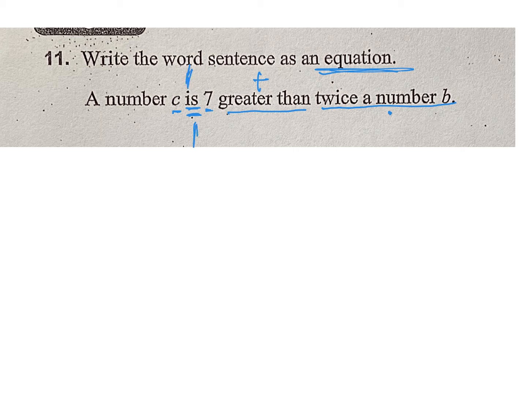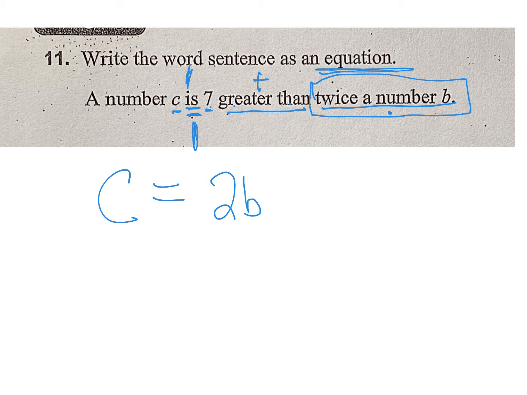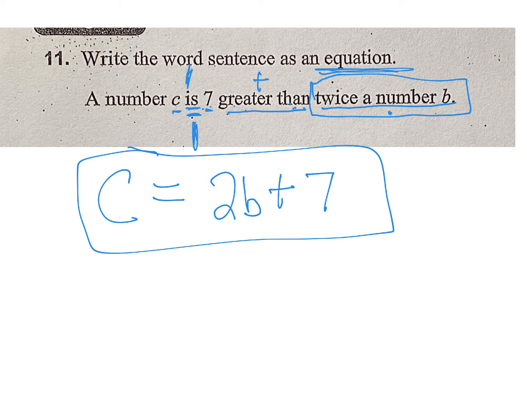So this is the equals. So I'm going to put C on one side, C equals. Now I need 7 greater than. 7 greater than what? So this one has 2 little parts in it. One is twice a number B. Twice a number B, that would be 2 times B. And then it says it's 7 greater than that. So now I have to go 7 greater. So I plus 7. And I have written an algebraic equation to represent a number C is 7 greater than twice B. So C equals 2B plus 7.